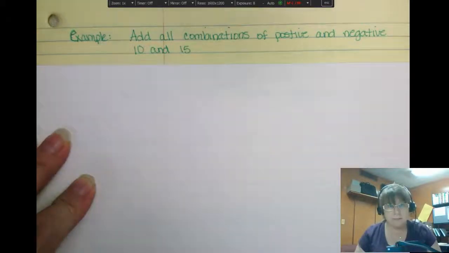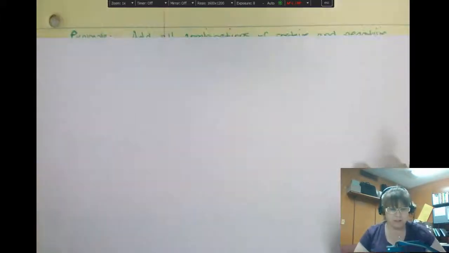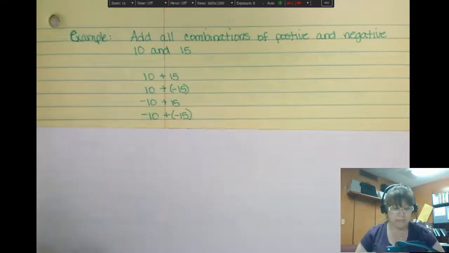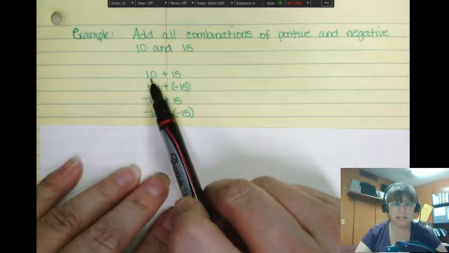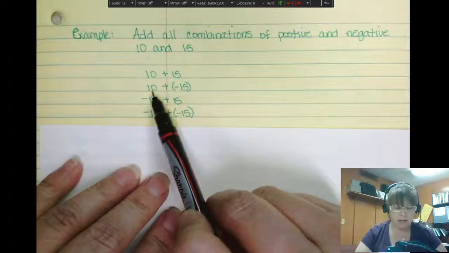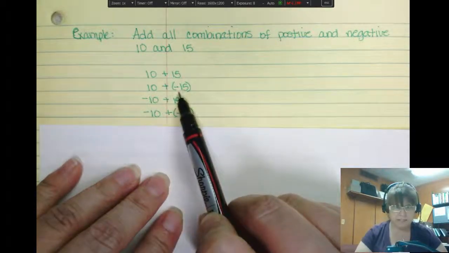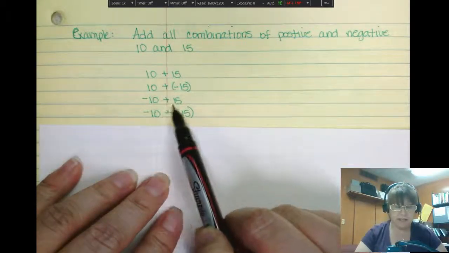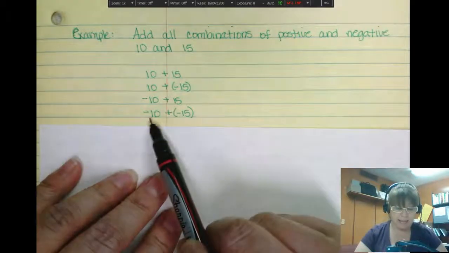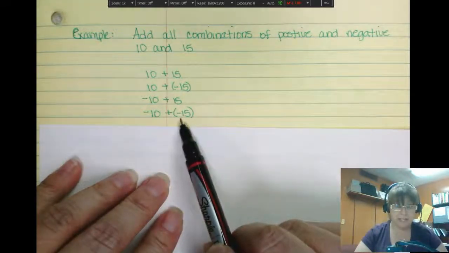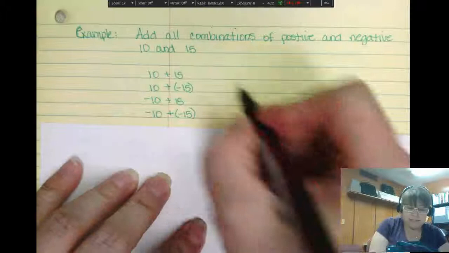So let's see that in play, but with the same two numbers. Let's add all the combinations of positive and negative 10 and 15. I wrote down all the different combinations. I have a positive 10 and a positive 15, a positive 10 and a negative 15, a negative 10 and a positive 15, and a negative 10 and a negative 15. So let's add these up.